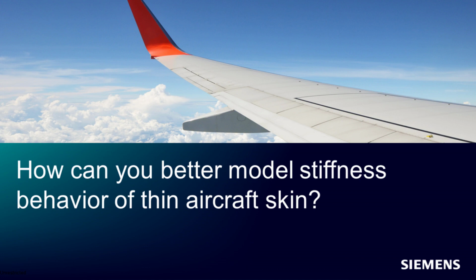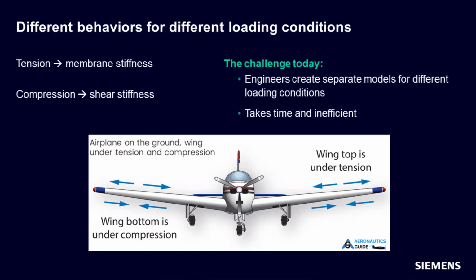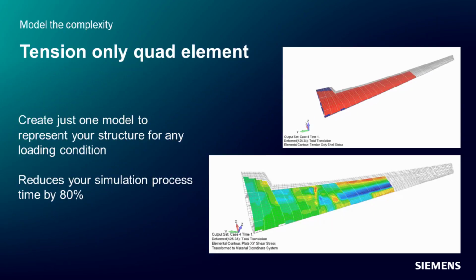Another unique aspect of airframe engineering is that airframe structures have thin skins, which have different stiffness behavior for tension and in compression. In tension, the skin has membrane stiffness, and in compression, the stiffness is primarily from shear. This creates a challenge because current FE element formulations can't handle this. So airframe engineers would need to create different models with different properties to account for all of the different loading conditions. To help solve this problem, Simcenter Nastran has a new nonlinear tension-only quad element.